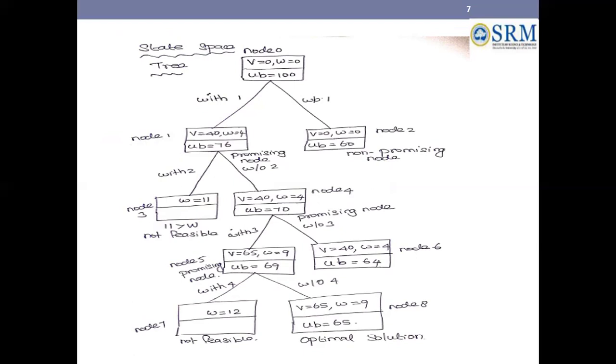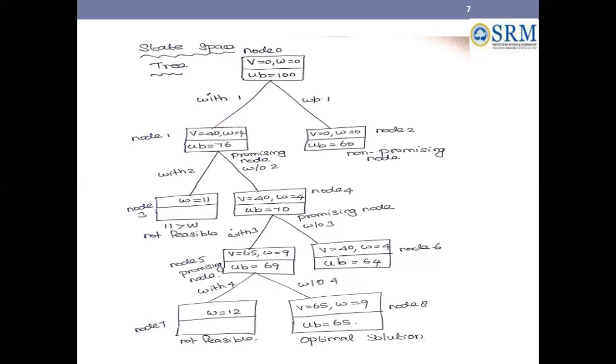Now what are the live nodes? Node 8, node 6 and node 2. Among these 3, node 8 has the maximum upper bound value 65. That is the optimal solution. So once you get the optimal solution, see the path from the root node, node 0, to that node 8.